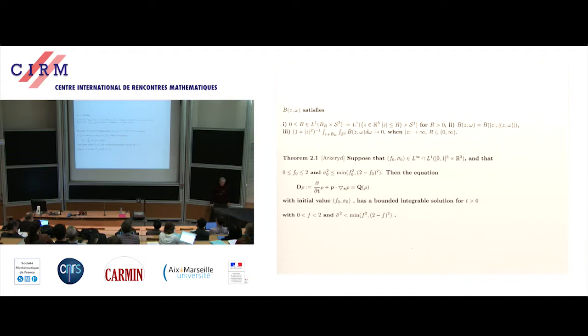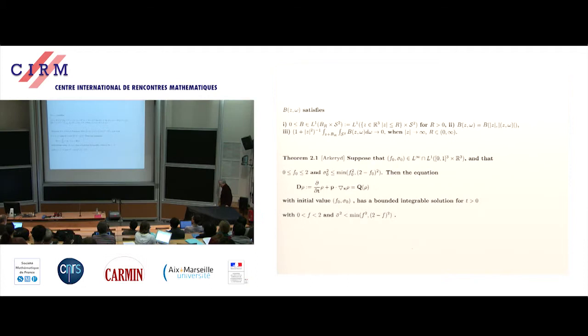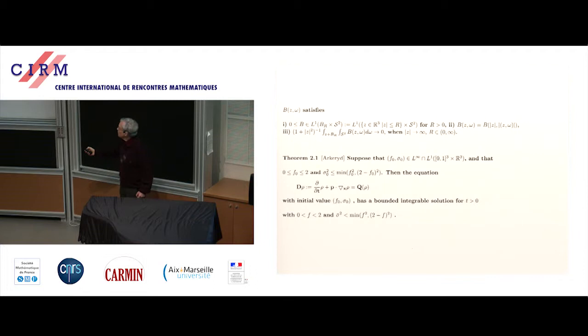It turns out that this equation, the initial value problem for it, can be solved in the same way as the Nordheim equation in the Fermi-Dirac case, and in approximately the same generality as Pierre-Louis Lions did in the density case. So we have here the kernel, which is of roughly the same type as in Lions' result. And what I obtain is that if you take densities, bounded of course, and with a spin bounded by the density and 2 minus the density, then the equation has a bounded integrable solution, and the solution satisfies the same bounds on density and spin.